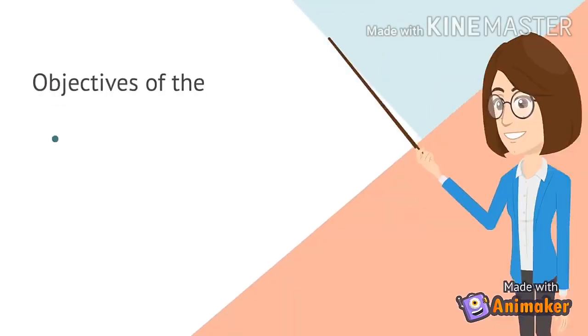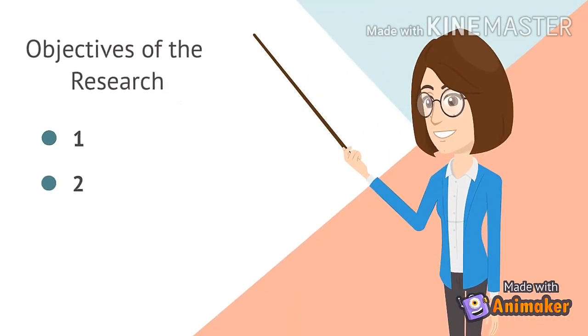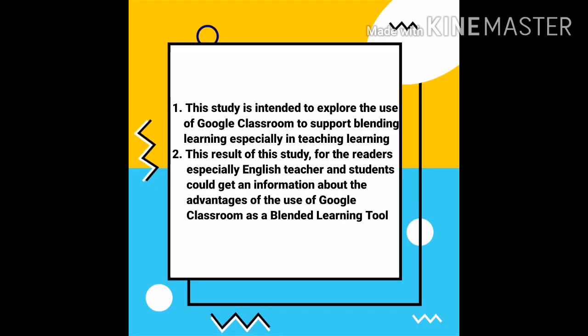Third, objective of the research. The aims of this research are, the first, this study is intended to explore the use of Google Classroom to support blended learning, especially in teaching learning. And the second, the results of this study for readers, especially English teachers and students, could give information about the advantages of the use of Google Classroom as a blended learning tool.